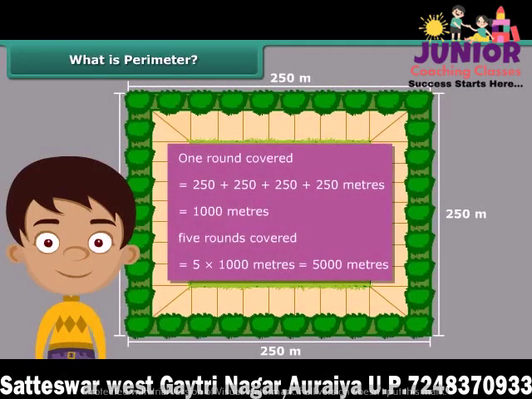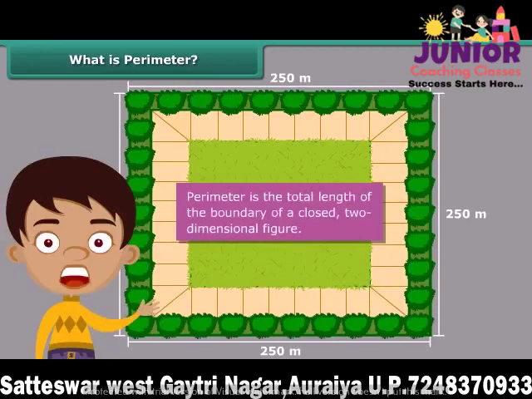In this calculation, we used the concept of perimeter when we worked out the distance you covered in one round. Perimeter is the total length of the boundary of a closed 2-dimensional figure.